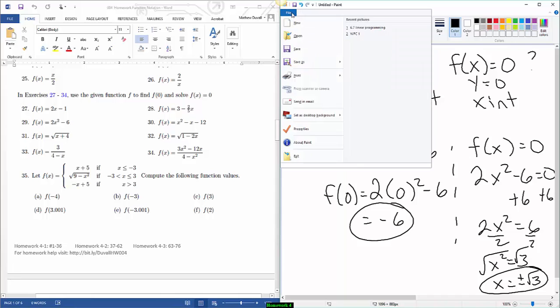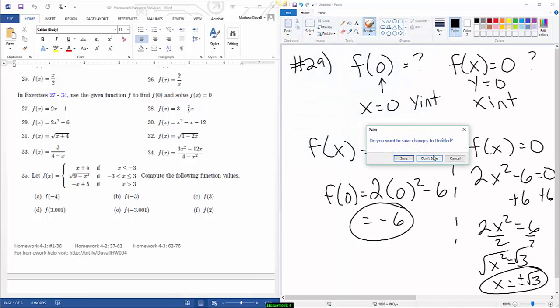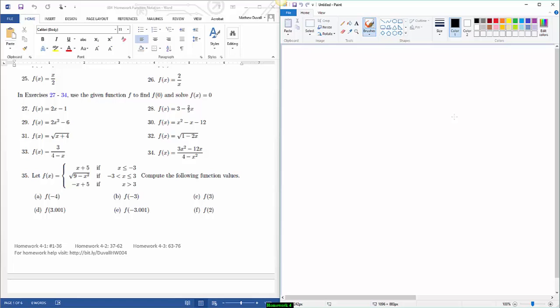Let's talk about number 35. It looks more complicated than it actually is. So the idea here on number 35, I just want to talk about it and I'll let you guys think it through. When you see this type of situation, this is a piecewise function, and the way that piecewise functions work is this graph exists on this given domain. This graph exists on this given domain, and this graph exists on this given domain. So when you're given a value, you have to plug it in to the corresponding domain that it says.